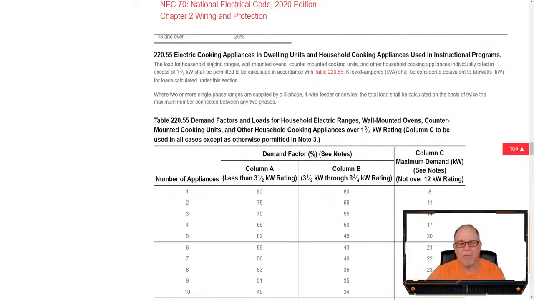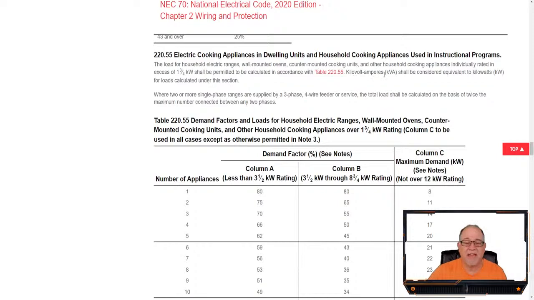So let's just keep on plugging away. It shall be permitted. So that's a permissive statement because you could take it at the full value and you're going to end up with a service larger than necessary. So we're probably always going to use where it says shall be permitted. We're going to use the permissive rule. Now, it says shall be permitted to be calculated in accordance with Table 220.55, which is right here.